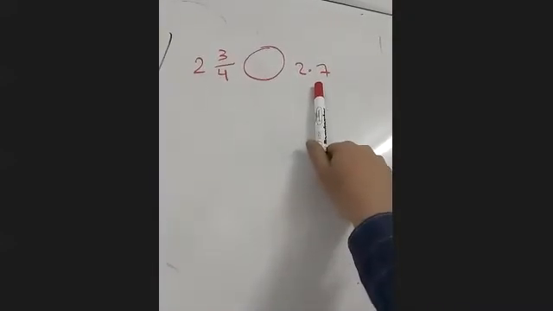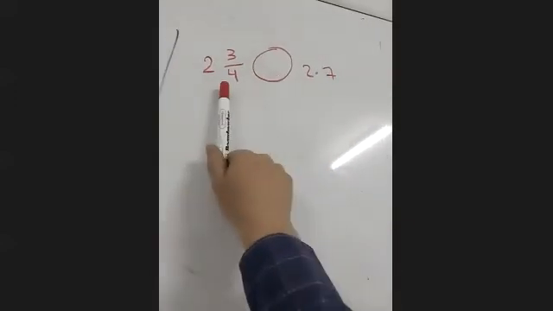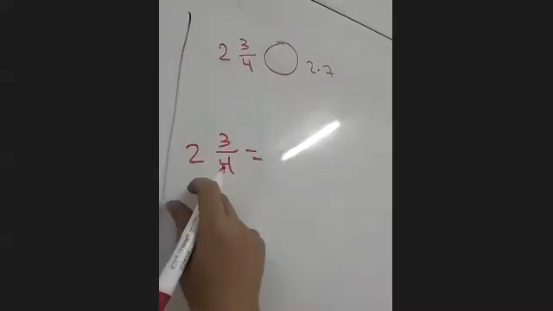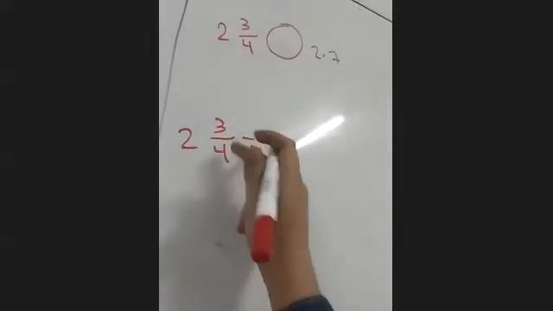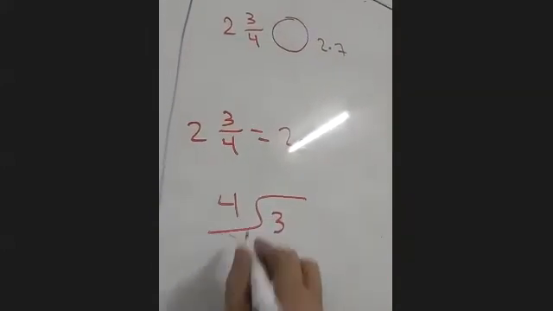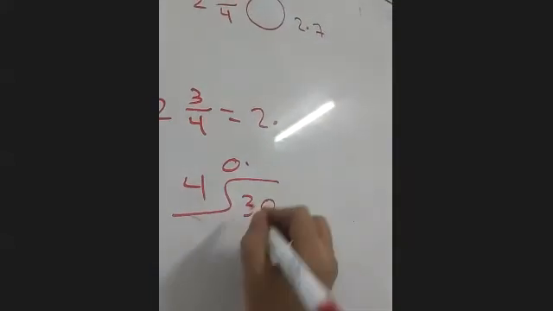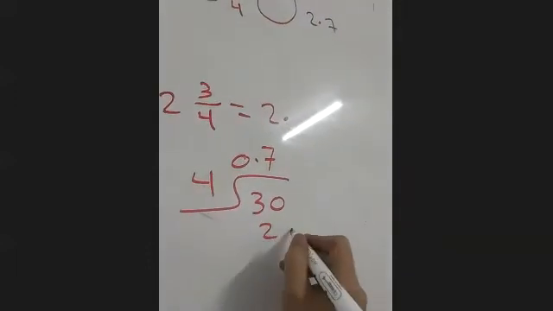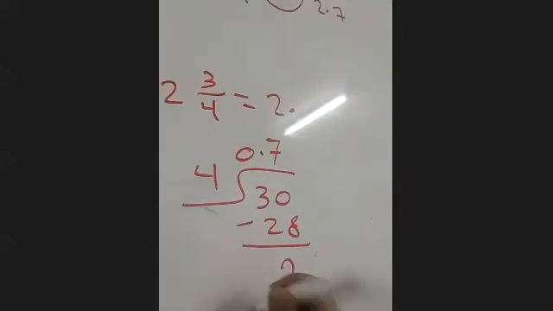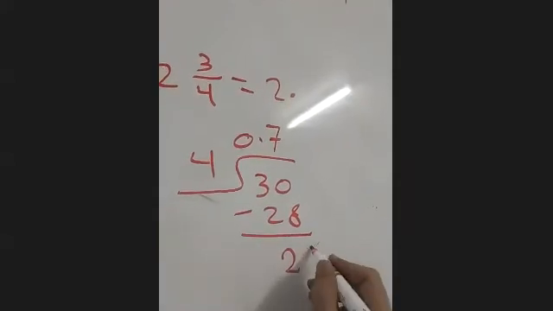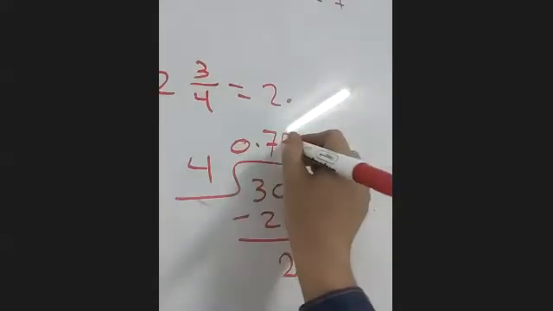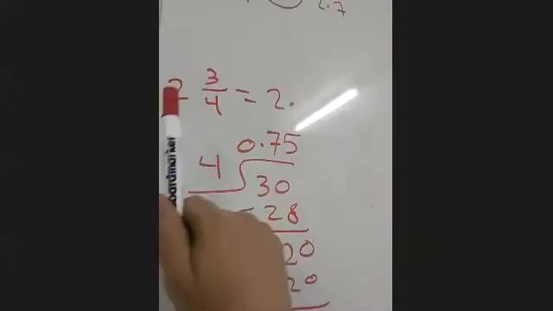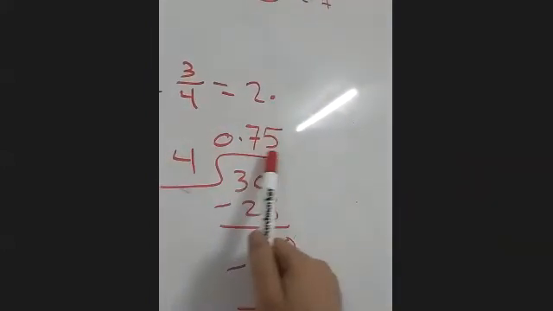This one is ready as a decimal. It's 2.7. Let's turn this one to decimal: 2 and 3/4. Now we leave the 2 and we divide the 3/4. 3 divided by 4 is 0 decimal 30. Now 30 divided by 4 is 7. 7 multiplied by 4 is 28. Subtract, we have 2. We have a decimal, so we can add 0. 20 divided by 4 is 5. 5 multiplied by 4 is 20. Subtract, 0. So 2 and 3/4 is 2.75.